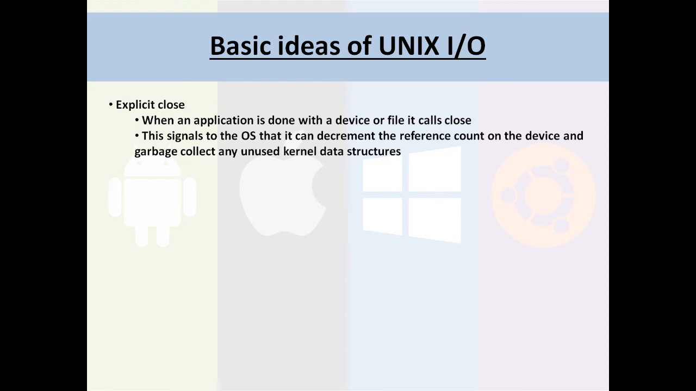And just like we had explicit open, we have an explicit close. So when an application is done with a device or file, it calls a close command. And this signals to the OS that it can decrement the reference count on the device and garbage collect any unused kernel data structures. So any of that buffered information it can just remove.